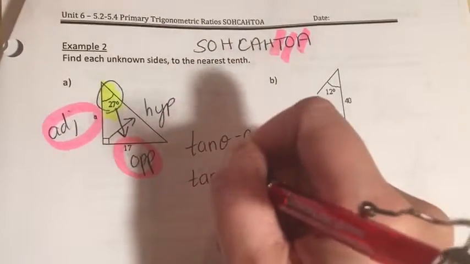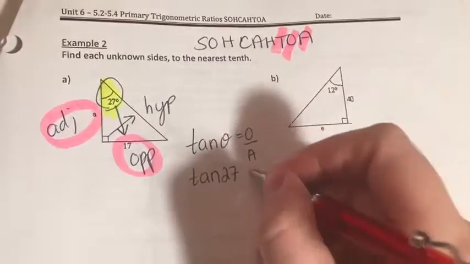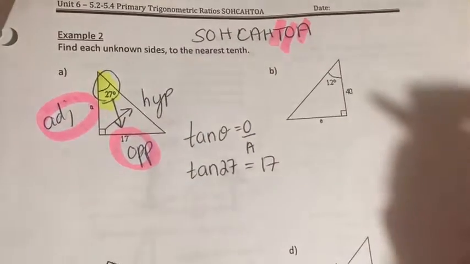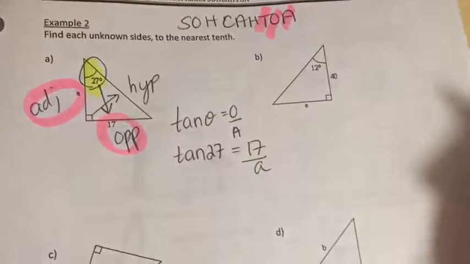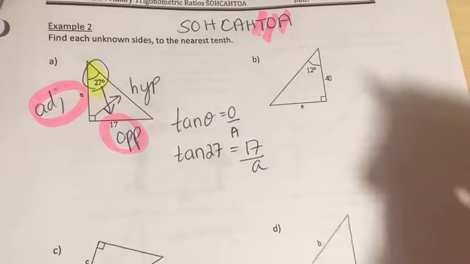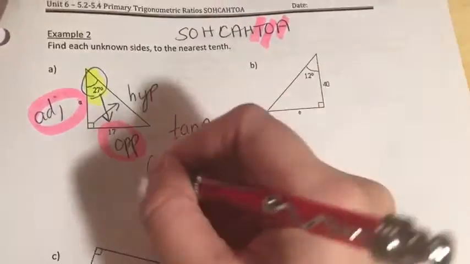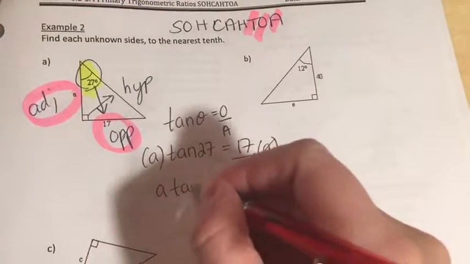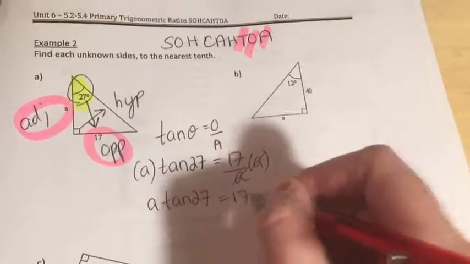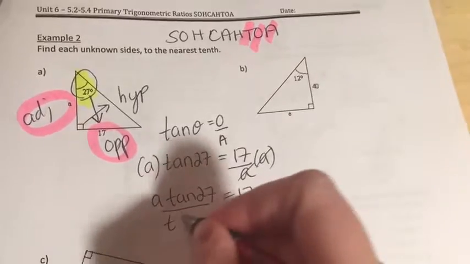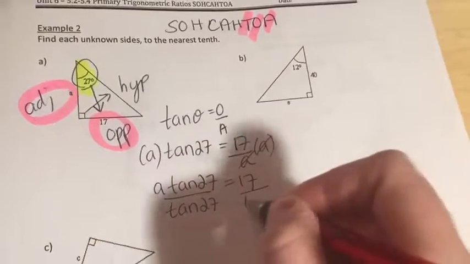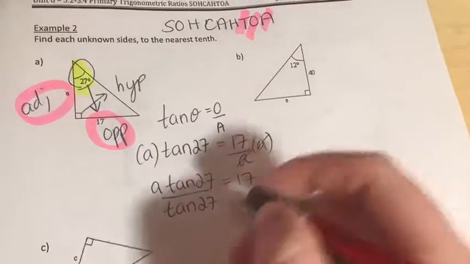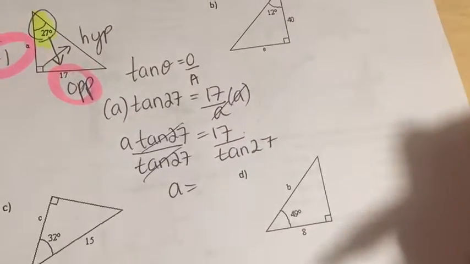I'm going to plug in what I know, which is I know the angle is 27. I know my opposite is 17 and my adjacent is A. Okay, so now I have to solve. So I'm going to multiply both sides by A so that I get that on top. Remember, I'm trying to isolate and solve for A. So now I've got to divide out tan 27. So A is going to be equal to 17 divided by tan 27.